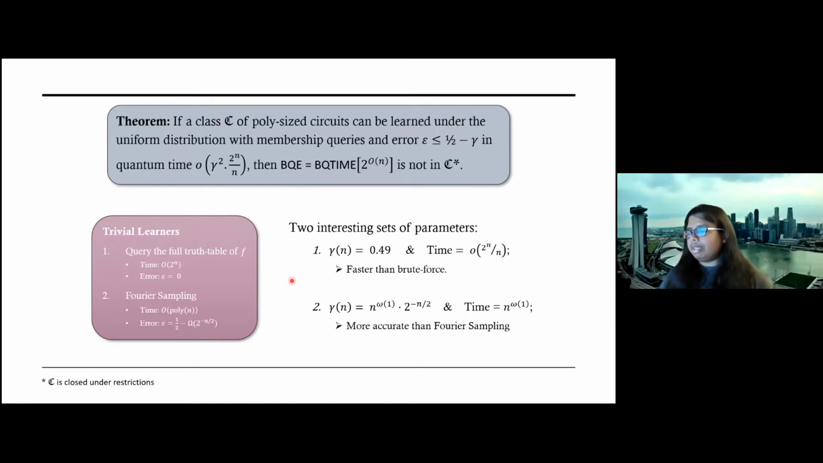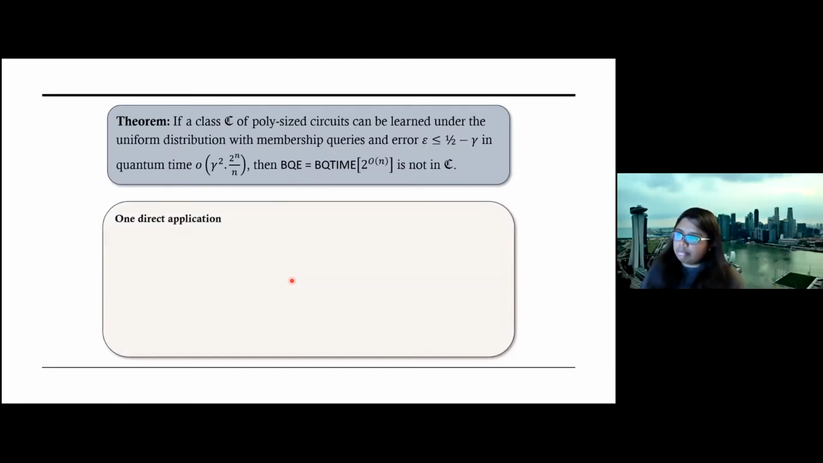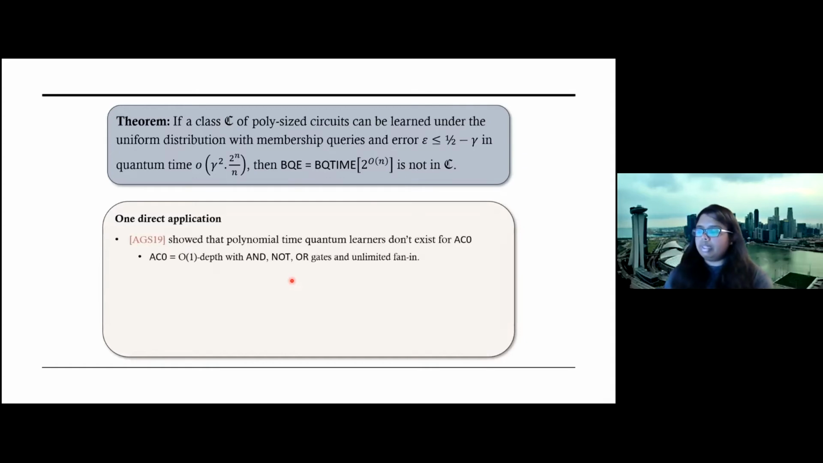One direct application of this, just to get everyone comfortable with the result, is in previous work with Alex and Srinivasan, which showed that there are no polynomial time quantum learners for the class AC0, a constant depth circuit. It has only AND, NOT, and OR gates, but they can have unlimited fan-in. But these are only polynomial time learners, and this theorem can take even learners beyond polynomial time. So the question asks, are there super polynomial time learners?